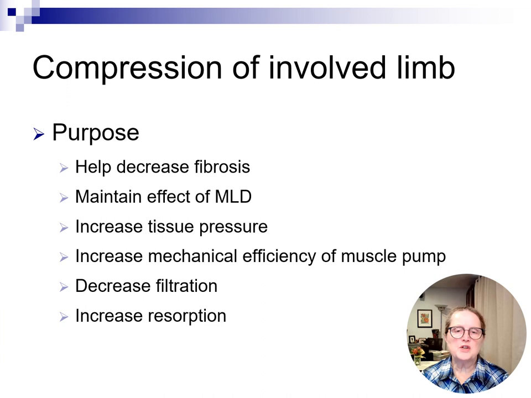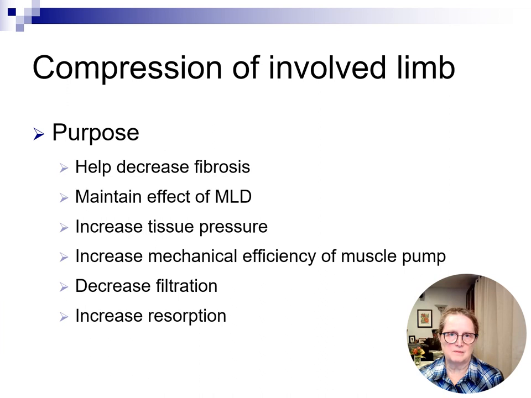Compression for management of lymphedema is used for reduction of limb volume or for maintenance of limb volume. Reduction is achieved by specialized technique using a multi-layer compression bandage with short stretch elastic bandages to achieve a pressure gradient with higher pressure distally and lower proximally to promote fluid movement from the limb back into the central circulation. The purpose of compression is to help decrease fibrosis, maintain the effects of the manual lymphatic drainage massage, increase the tissue pressure, increase the mechanical efficiency of the muscle pump, decrease tissue filtration, and increase tissue resorption.